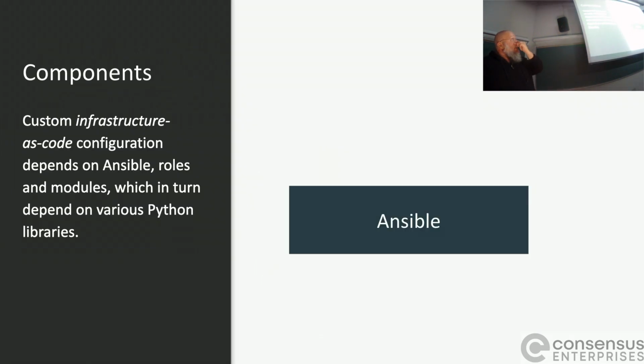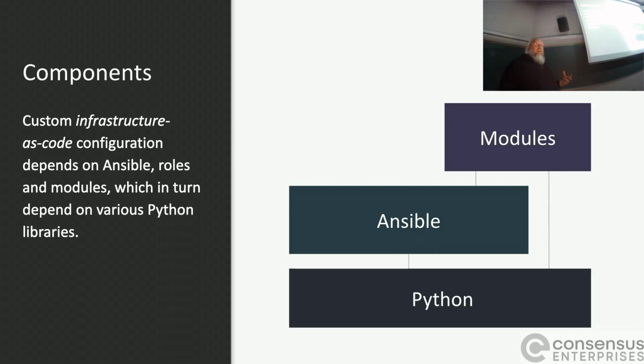So the way it builds out is that Ansible is written primarily in Python. It's built up of a bunch of modules. Modules are generally Python code, but can actually be written in any programming language because they're independently run and just speak to each other through JSON.